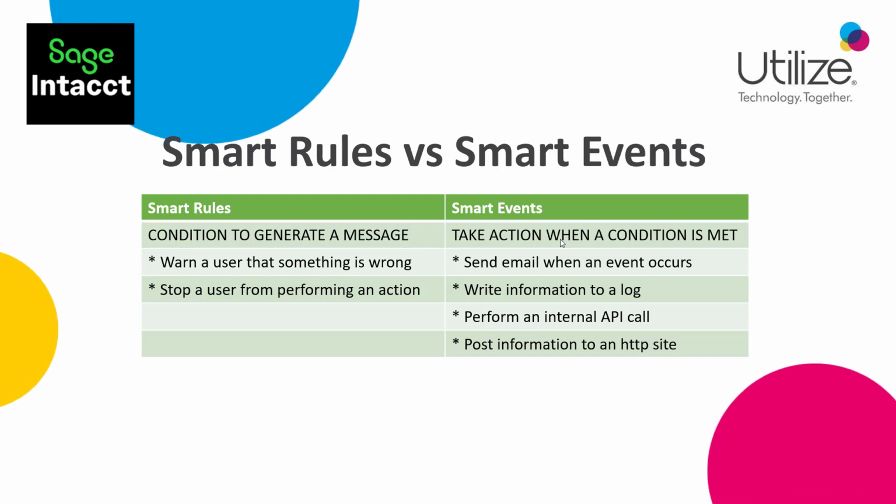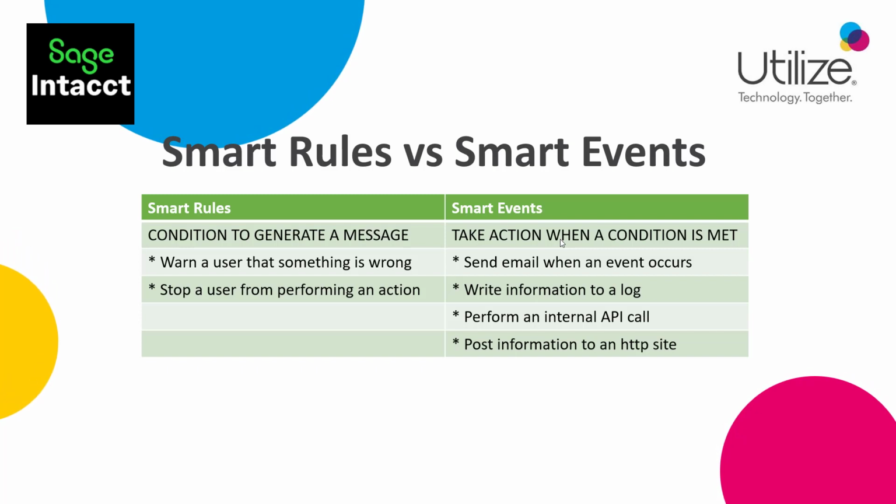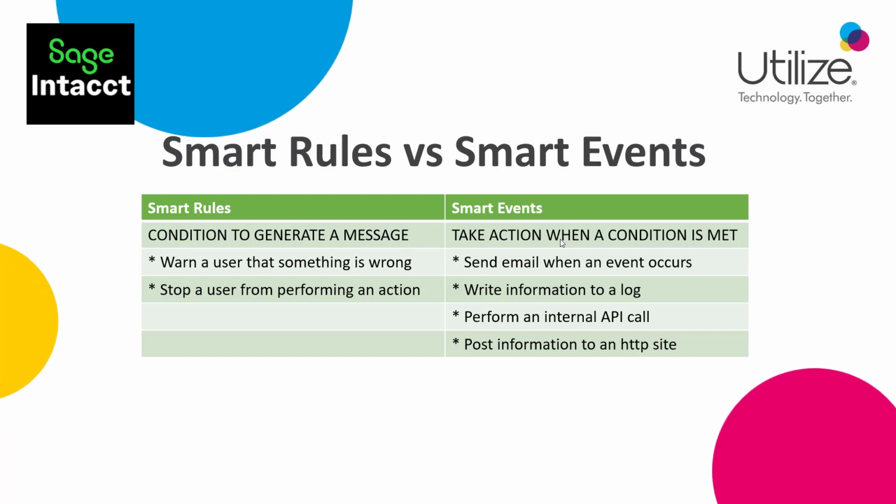Whereas a smart event is something that has an action when a condition is met. So for example, when a new supplier is set up, it will send an email. So it's an event that occurs as a result of a condition.